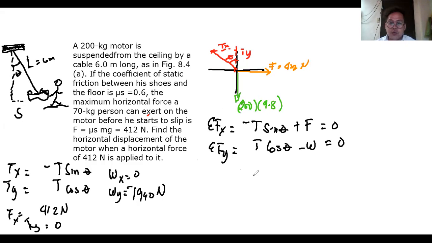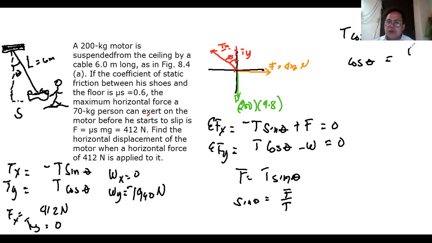So let's transpose this one. This will be F equals T sine theta, or sine theta will be equal to F over T. For your Y, it will be T cosine theta equals weight, or cosine theta will be equal to weight over tension. Now, our problem is that tension is not given, only the force and the weight.